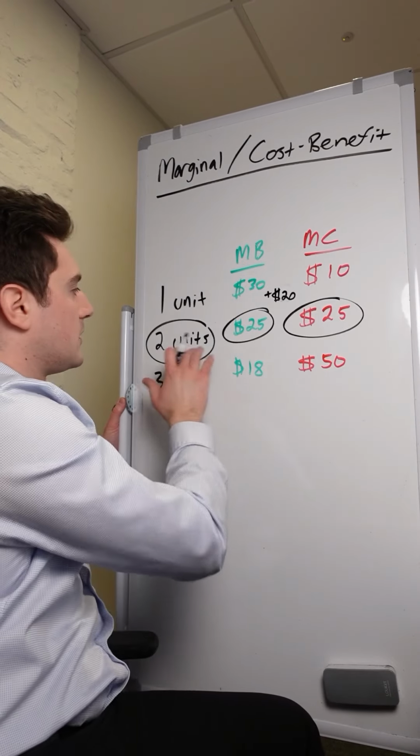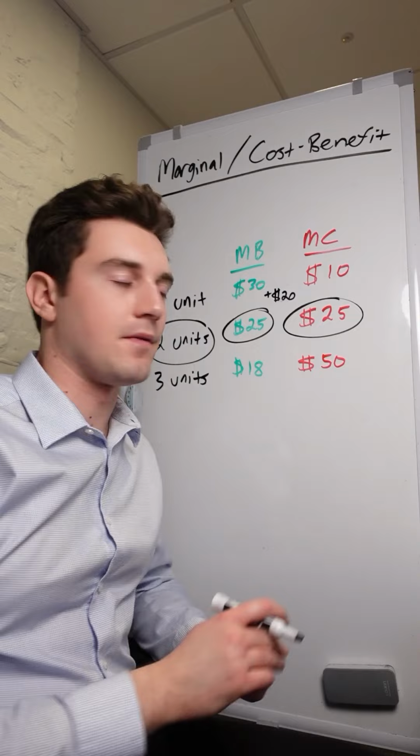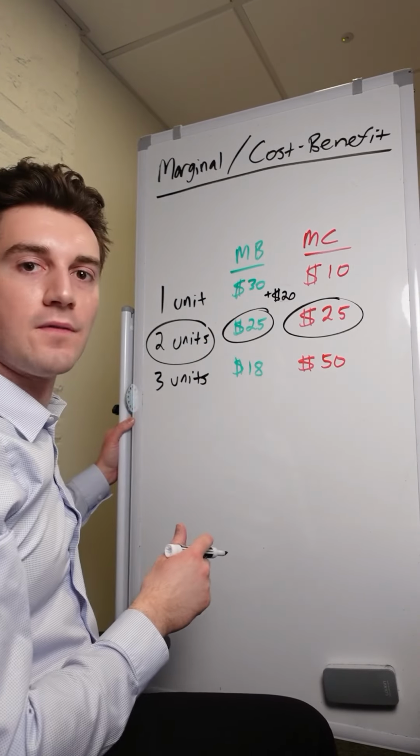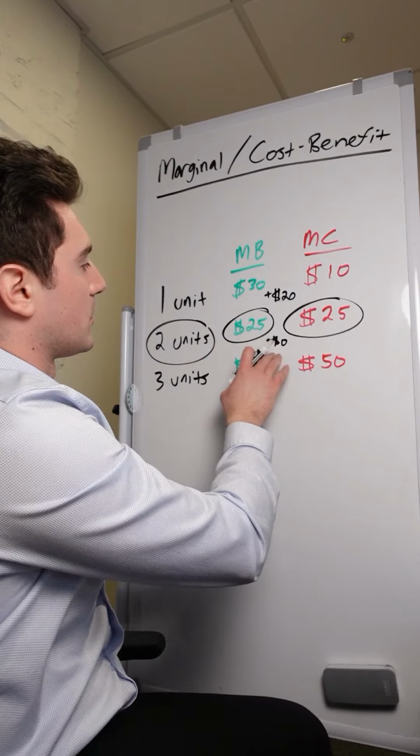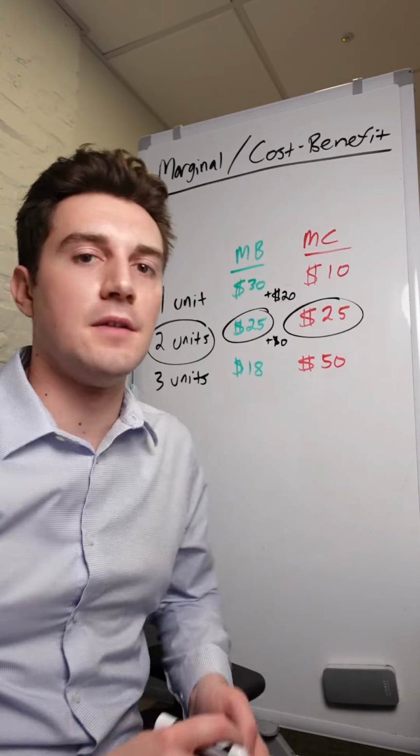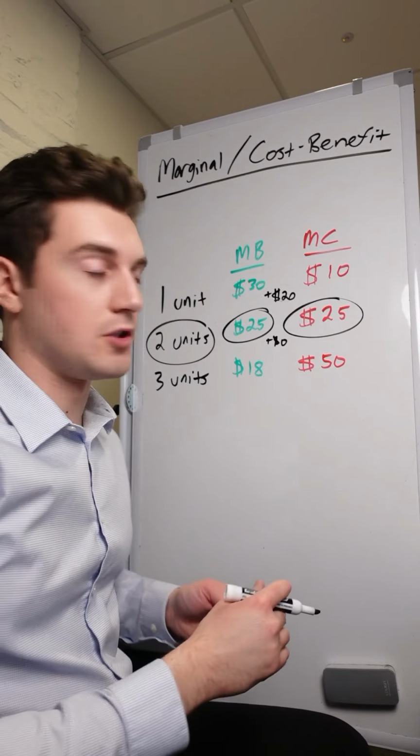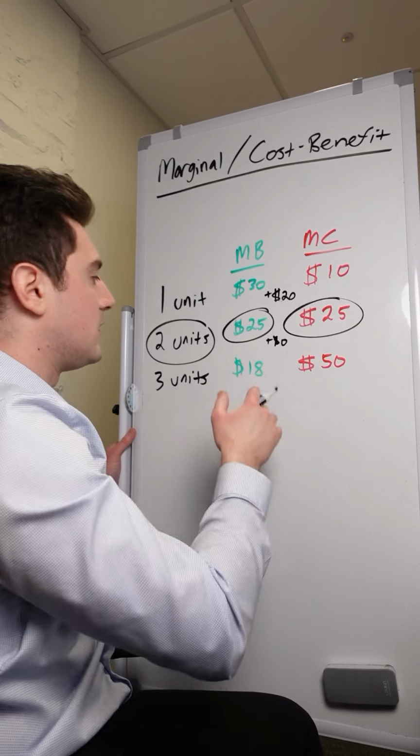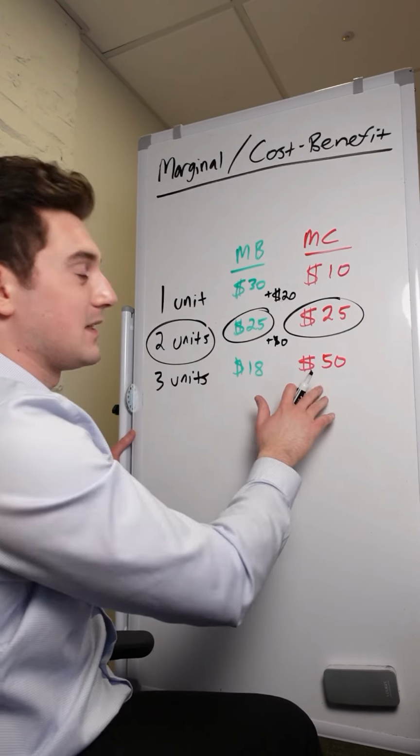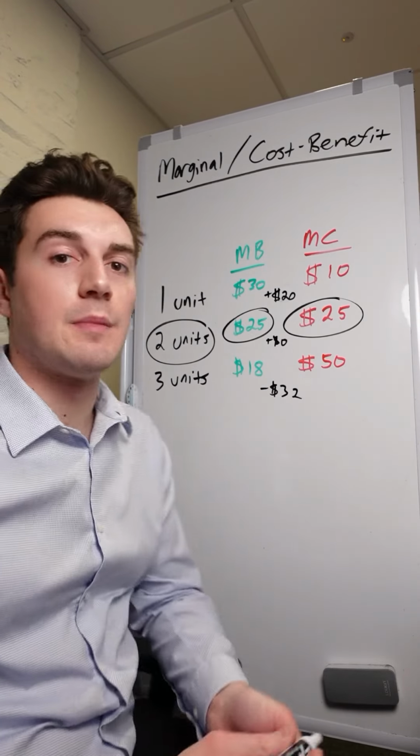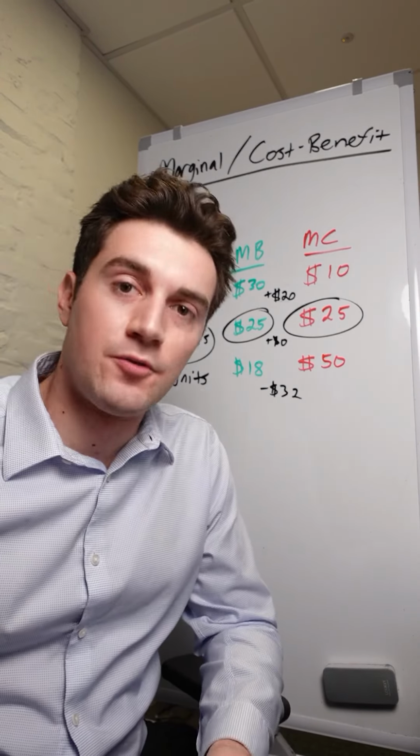When we produce 2 units, we're essentially maximizing those profits because we benefit an additional $25 and it costs us an additional $25. So there's $0 worth of difference here between that added benefit and cost of the second unit. And then we see this third unit is essentially producing more than we should because we achieve $18 of added benefit, but it's costing us an additional $50. In other words, we're losing out on $32 by producing that third unit and should restrict our output.